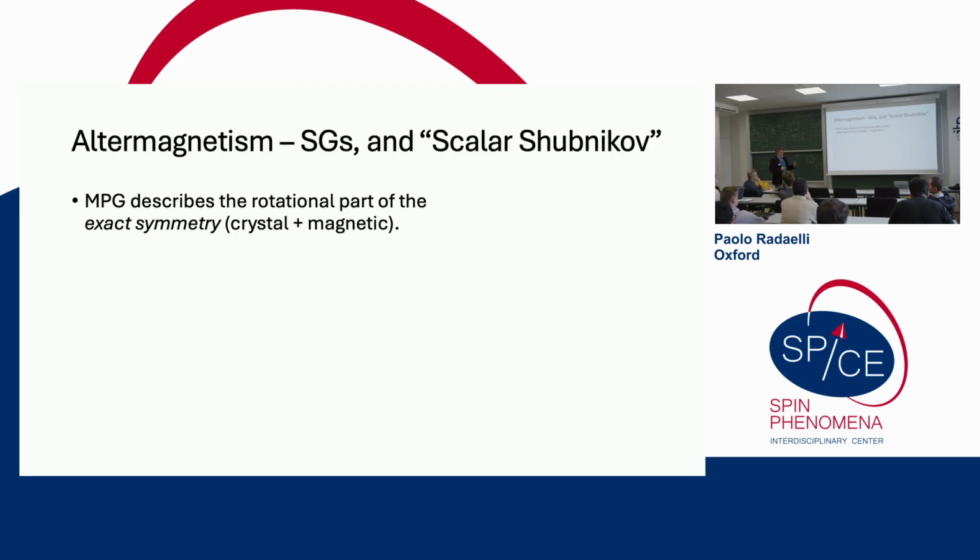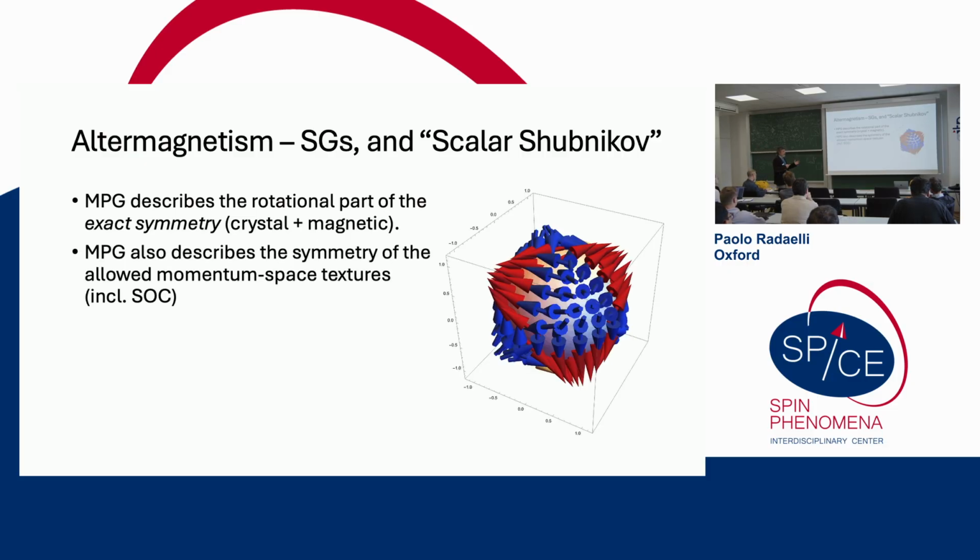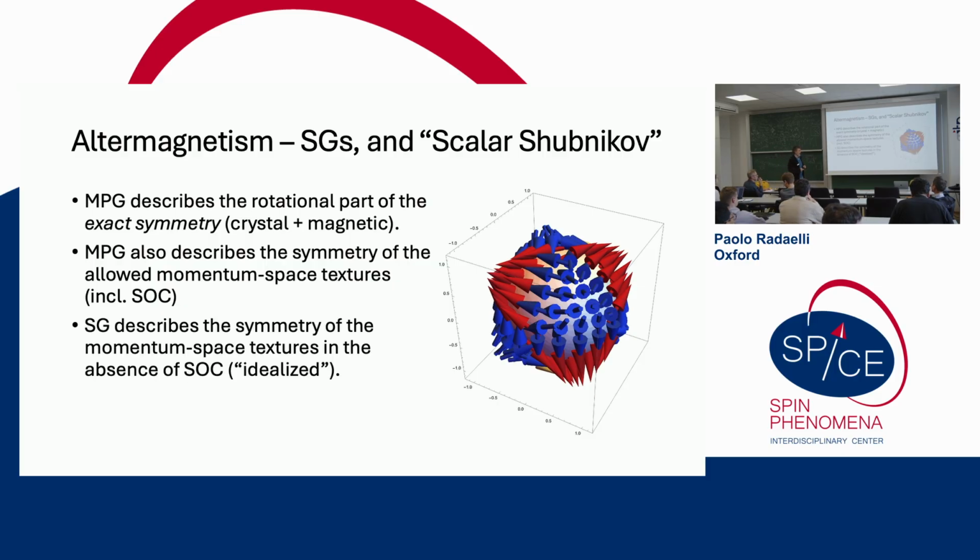So the magnetic point group, the way we understand it now, describes the rotational part of the exact symmetry of the crystal, so crystal plus magnetic symmetry. It also describes the symmetry of the allowed momentum space texture. So this would be a momentum space texture generically, and that's described by the magnetic point group symmetry of the crystal plus magnetic structure, including spin-orbit coupling, so the generic textures. So we know that spin groups, as has been discussed a lot, describe the symmetry of the momentum space textures in the absence of spin-orbit coupling. Okay? So that's momentum space.